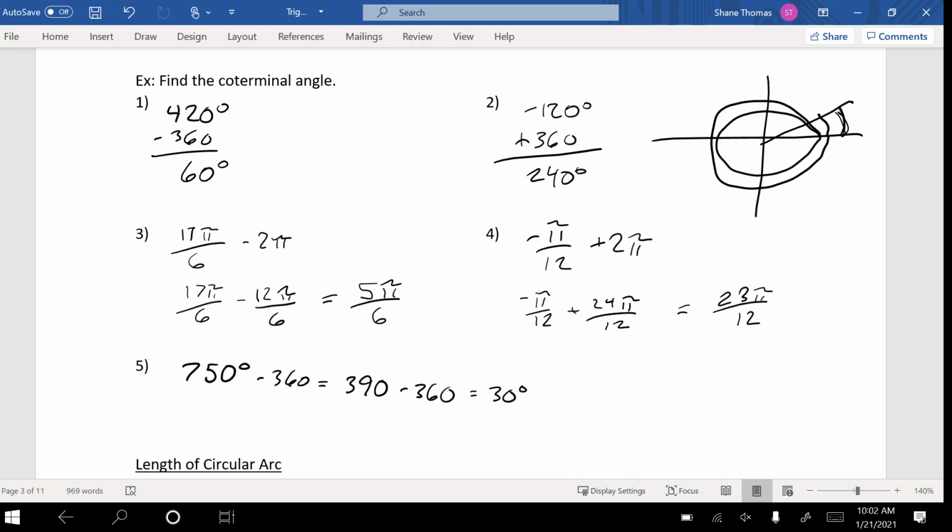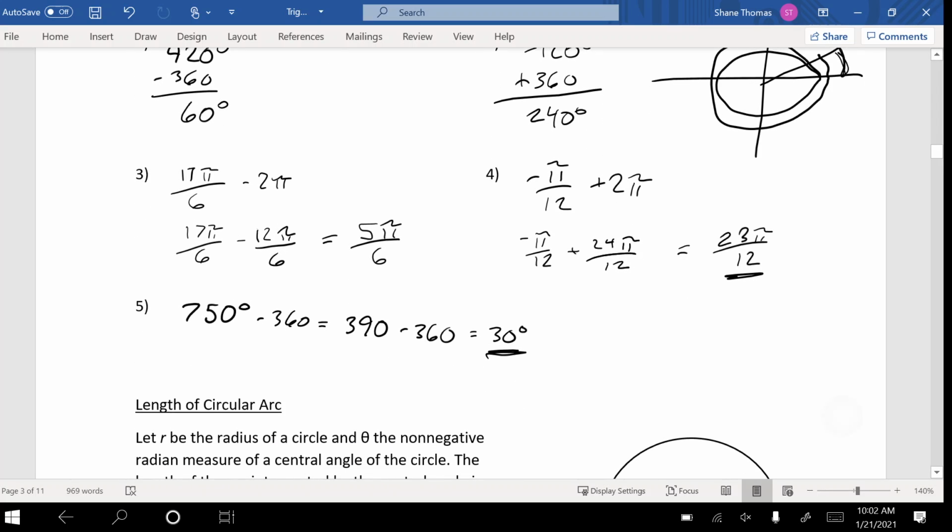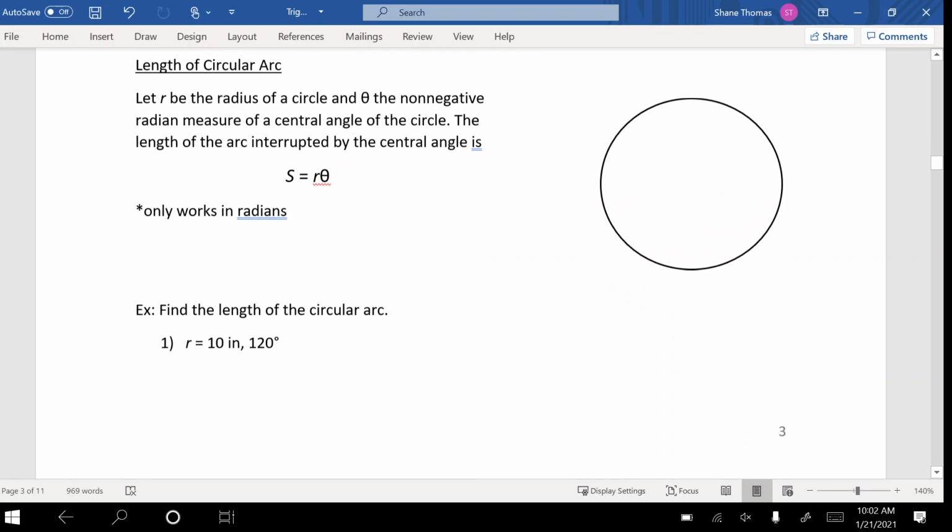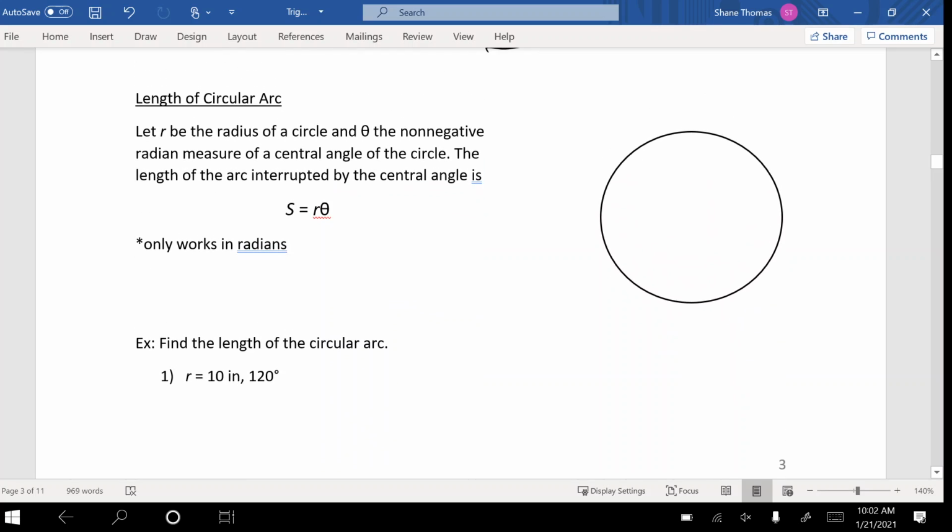So is there like a specific way that we would have to write this, like whether we put it down there, or? That or that. That's the final answer for the coterminal angle. Okay. All right. So first off, any questions on that?